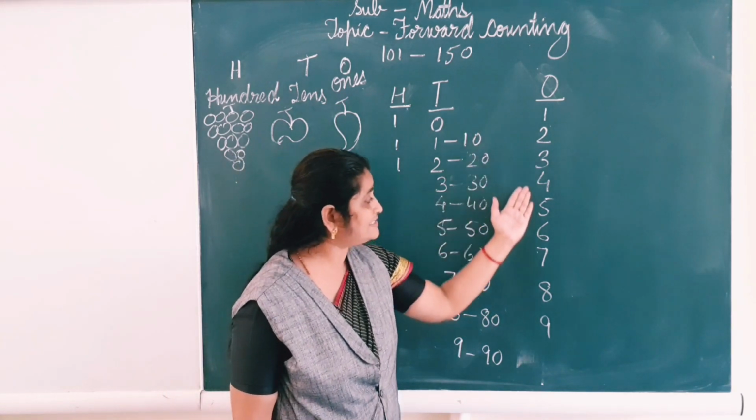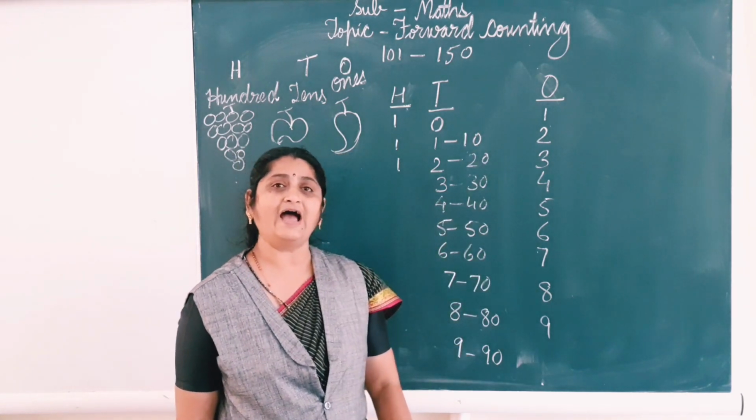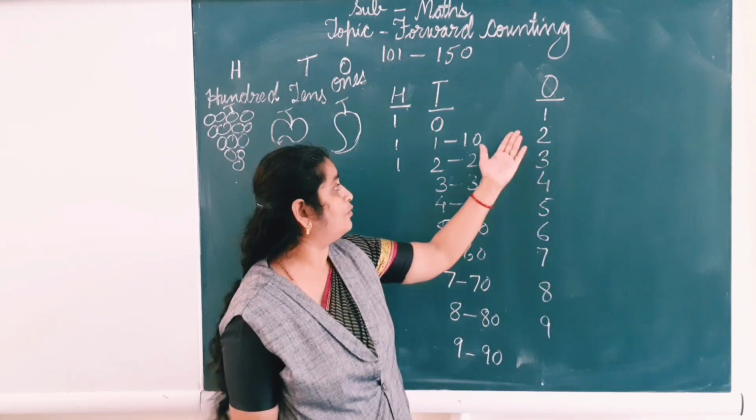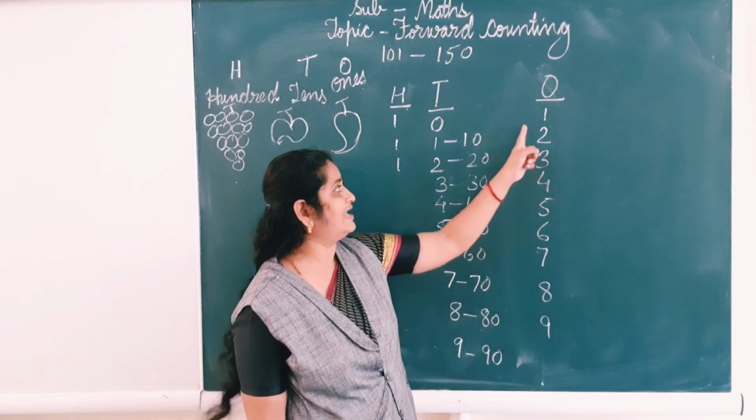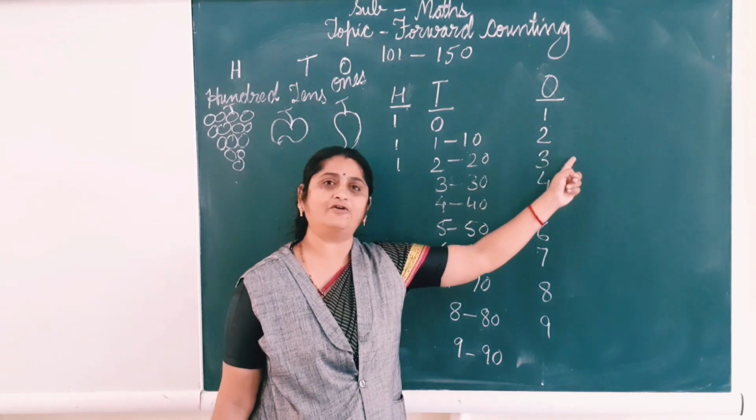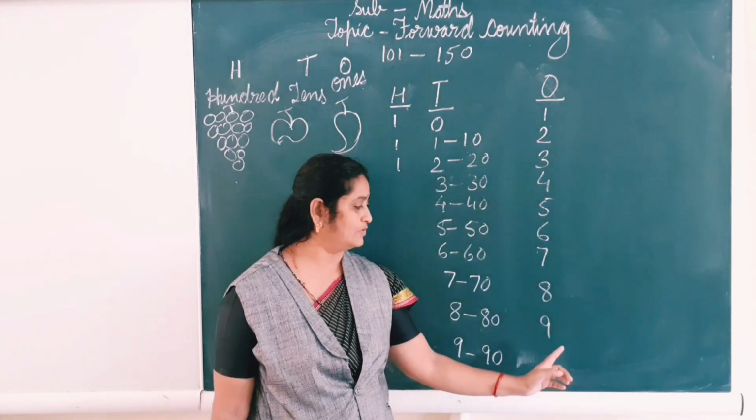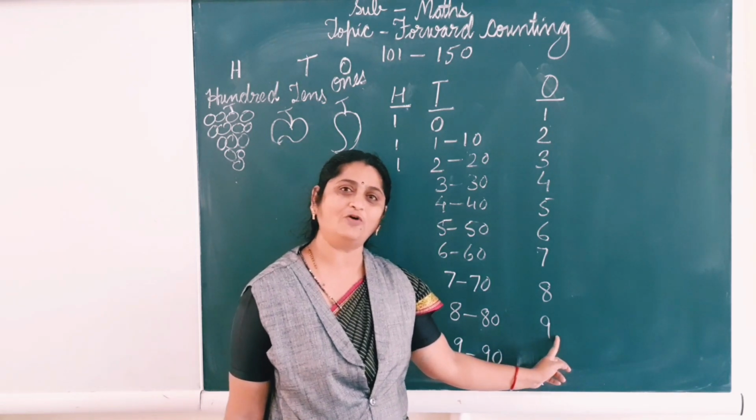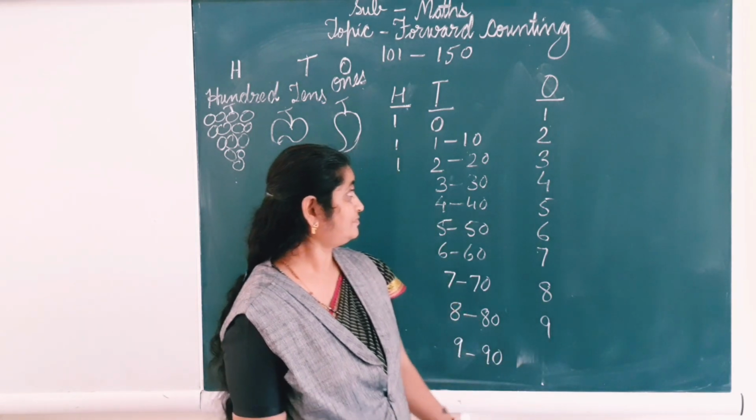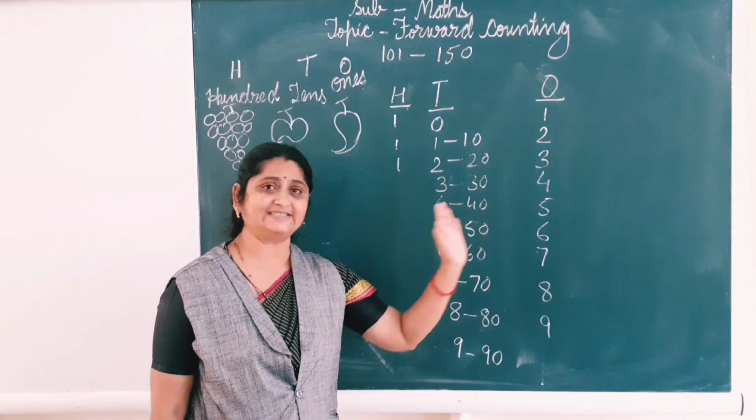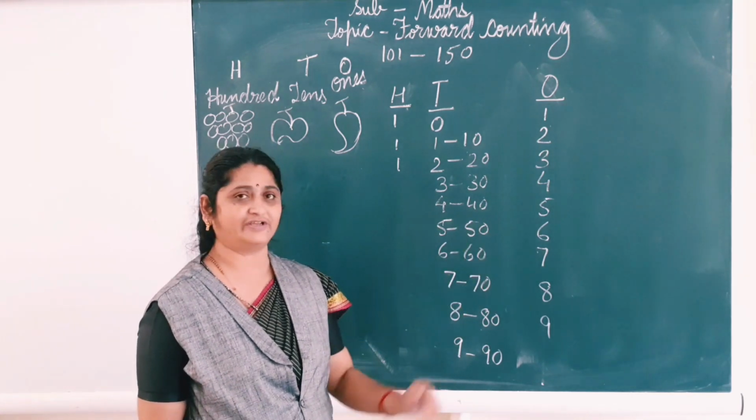And all these 9 numbers have the value that is written over here. 1 has the value of 1, 2 has the value of 2, 3 has the value of 3, and it goes on till 9. 9 has the value of 9. We will read this number as it is written over here.